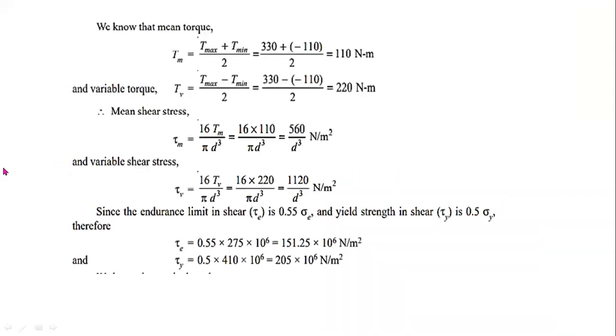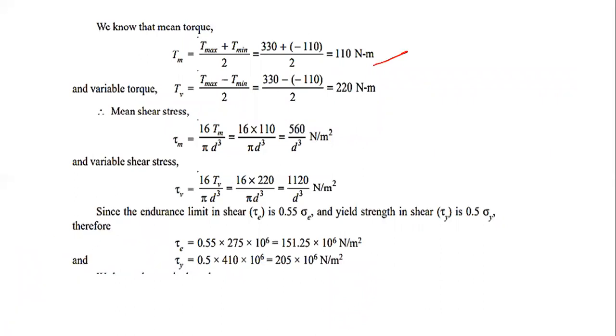Now coming to the solution. Already we know the formula for mean torque. Mean equal to maximum plus minimum by 2. So mean torque equal to maximum torque plus minimum torque by 2. Here maximum torque equal to 330 clockwise plus minus 110 counterclockwise divided by 2 equal to 110 Newton meter.